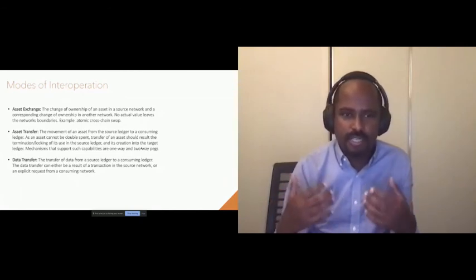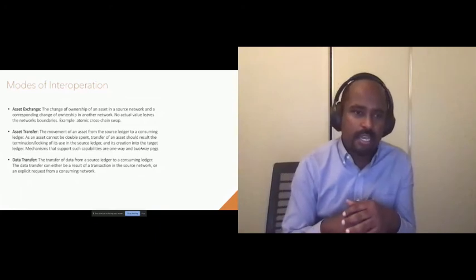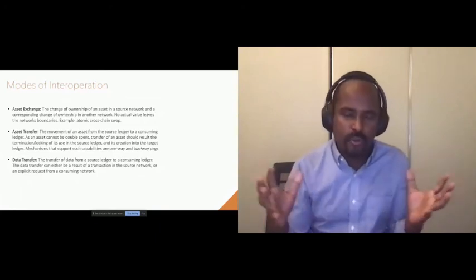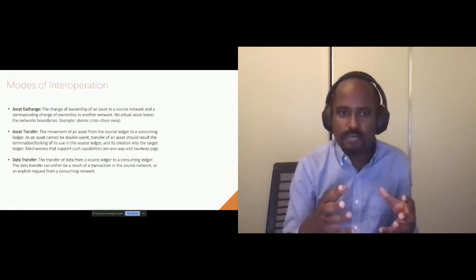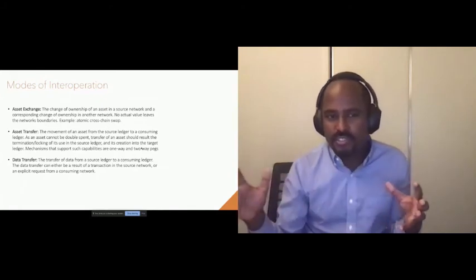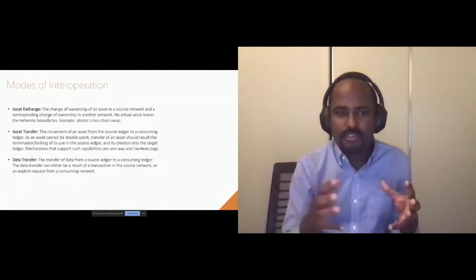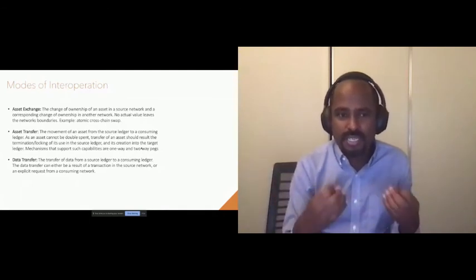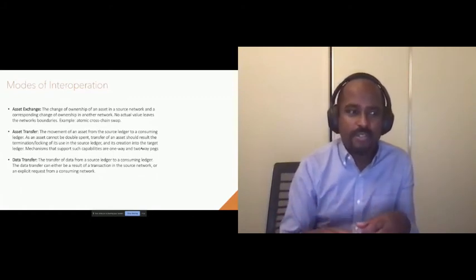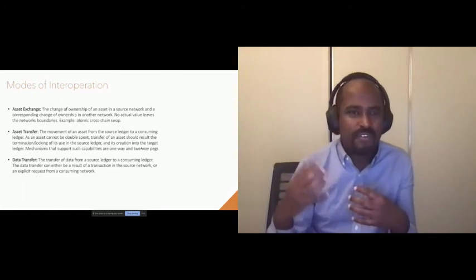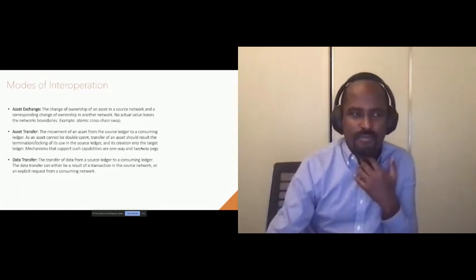Like some of the examples you heard Harris cite, we have this broad requirement of data that is being stored on blockchain networks. So how we're able to communicate that data across networks, with guarantees of validity of that data according to the consensus rules of the network it comes from, is going to be essential. So these are the modes of interoperation.